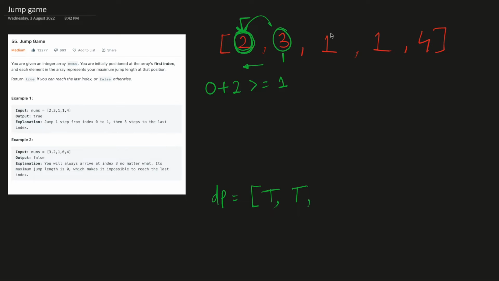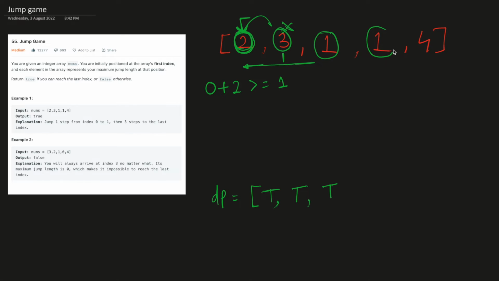Okay, let's move ahead. Can we reach 1? Now, how can we decide? We will see whether we could reach 1 from either 2 or 3. Okay. Can we reach 1 from 2? Okay, 0 plus 2 is 2 and the index of 1 is also 2. So therefore we could reach 1. So we will mark this as true and we don't have to check for 3. Okay, now let's move ahead.